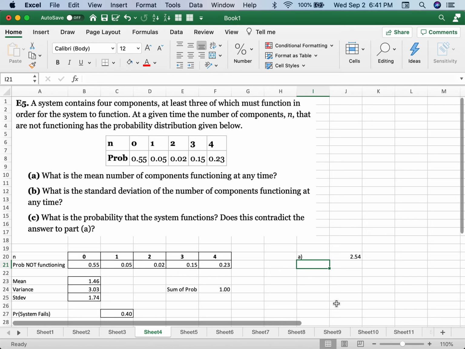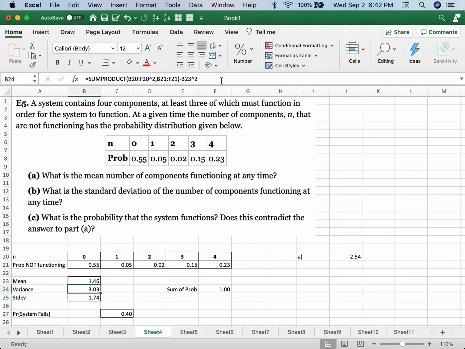Part B. What is the standard deviation of the number of components functioning at any time? The standard deviation of the number of components functioning at any time. Well, we would calculate the mean of the squared values of n and subtract off the square of the mean. That's what we see here. This gives a variance of 3.03 and a standard deviation of 1.74. And we can use the probability template to do this.